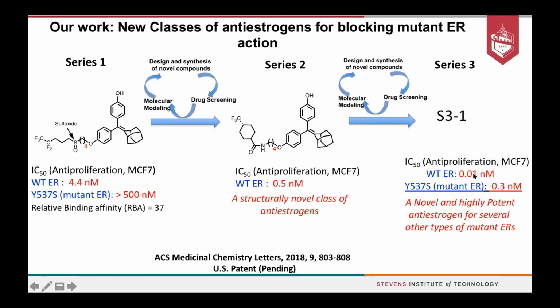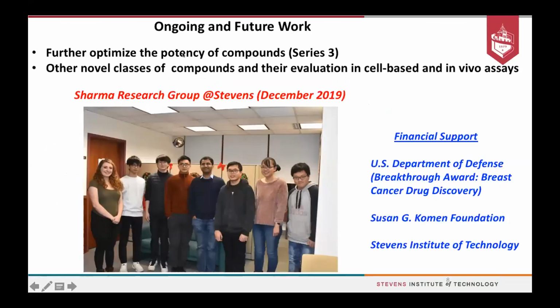Comparing the IC50 values in the proliferation assay of this compound S31, you can see that this compound is more than 100-fold more potent as compared to the compound in series 1, if you compare the wild type IC50. And also more importantly, this compound S31 is also very potent on the Y537S mutant ER. Based on the lessons learned from the compounds in the 3rd series, we are now trying to further optimize the potency and the structure of the compounds, followed by their testing in cell-based and in vivo assays.